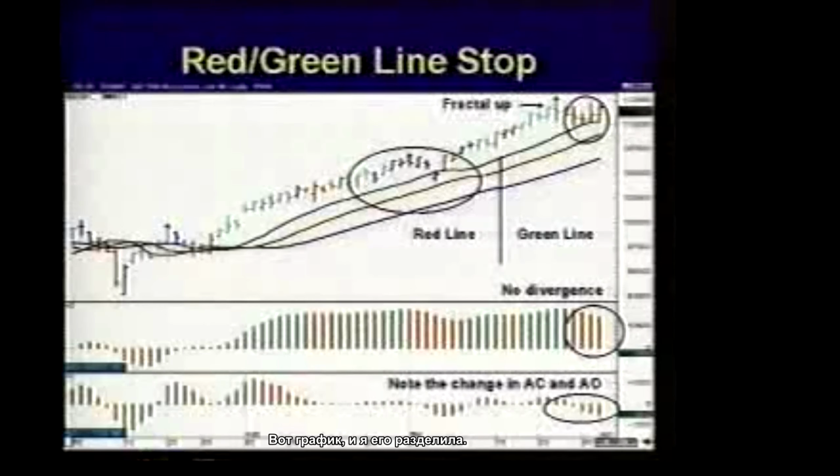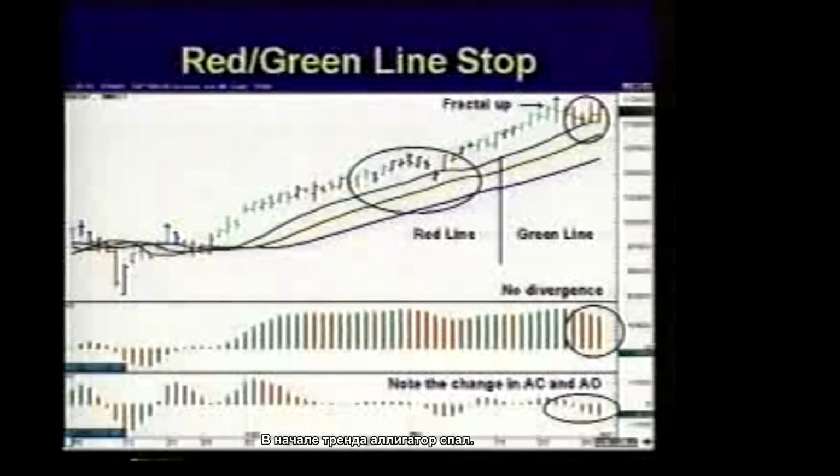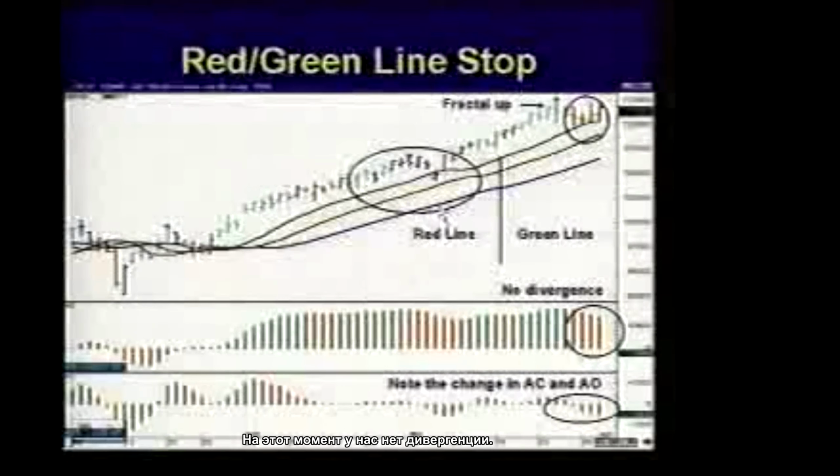Now here is a chart that I've split up. You're going to use the red line and a green line stop. In the beginning of the trend, you notice that your alligator was asleep, you had a fractal up, and then you were in the market. Then the market goes up.